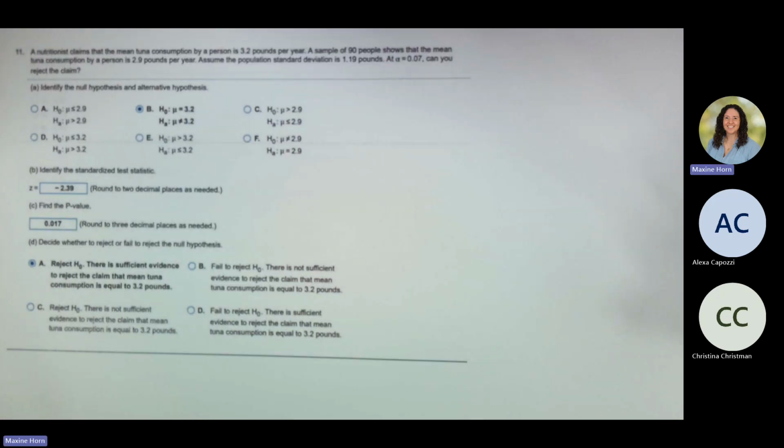Number 11. A nutritionist claims that the mean tuna consumption by a person is 3.2 pounds per year. A sample of 90 people shows that the mean tuna consumption by a person is 2.9 pounds per year. Assume the population standard deviation is 1.19 pounds at an alpha of 0.07, or a level of significance of 0.07. Can you reject the claim?